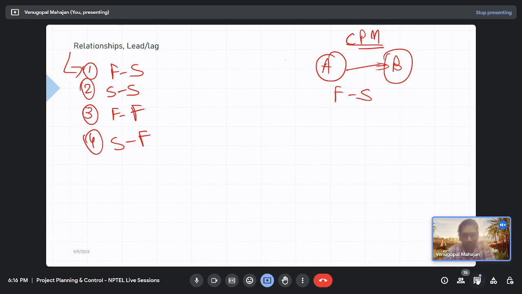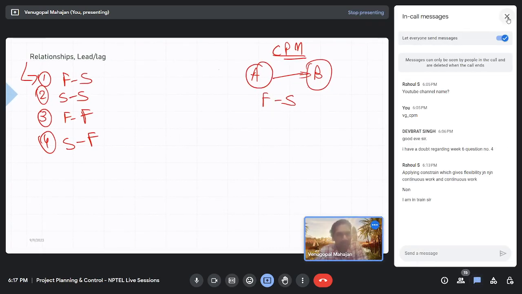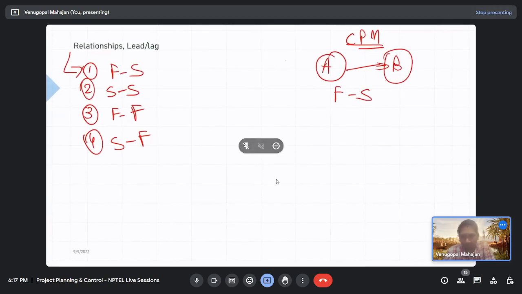What about a start to start relationship? Can you give me an example? Okay, what do you mean by start to start relationship? How would you read it? That activity A and B are both going to start. Okay, if A and B are both going to start, then can you say that A is the predecessor of B? No, they start simultaneously. Okay, if they are starting simultaneously, then there need not be any precedence relationship, right?